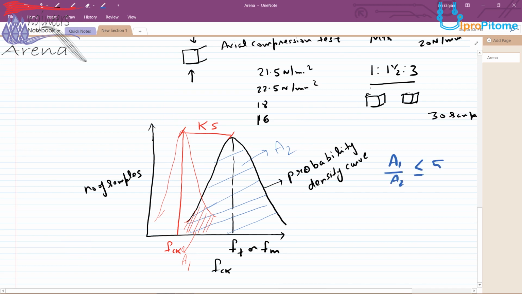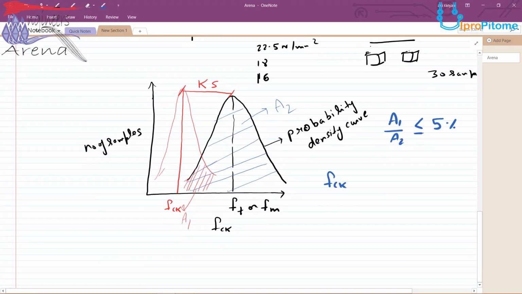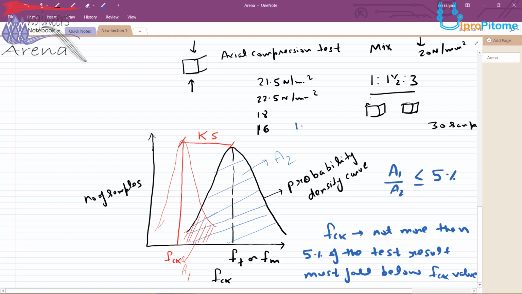Now here A1 by A2 must be less than or equal to 5%. How is it 5%? I'm just telling you. The basic definition of FCK tells that not more than 5% of the test results must fall below the FCK value.